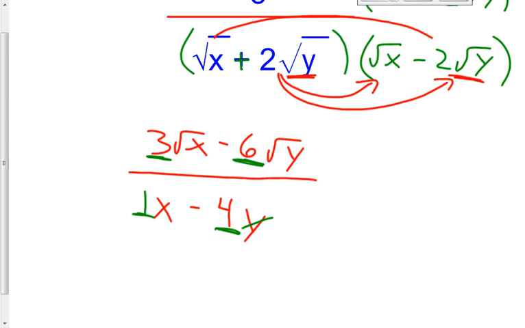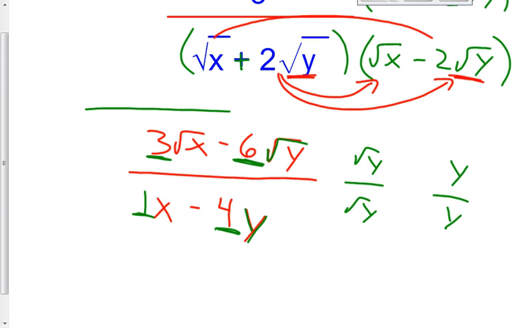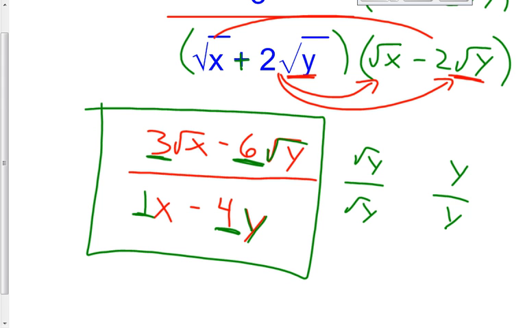You can't cancel y and y. That is also against math rules. You could only cancel square root y's with other square root y's, or you could only cancel y's with other y's. You can't do square root y's with the variable y. You have to stay in the same world, going along with the same terminology that I've been using. So this is your answer. You can't get any more simplified than this.